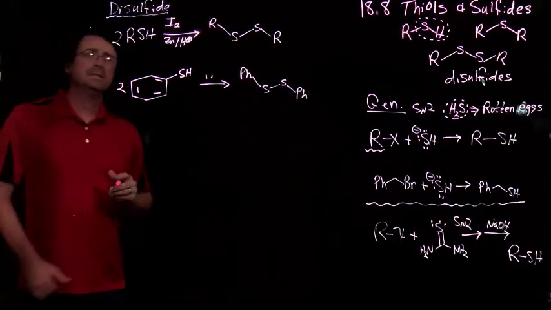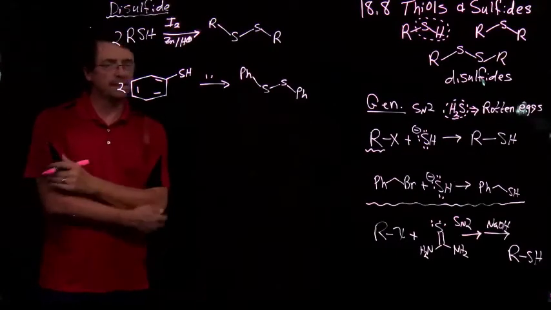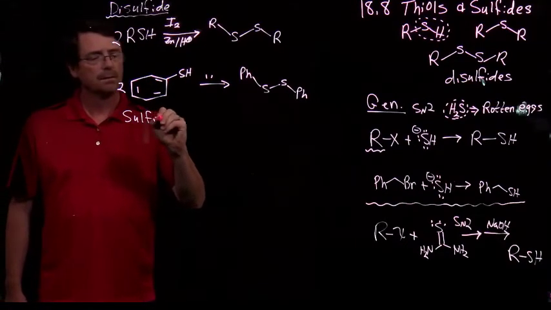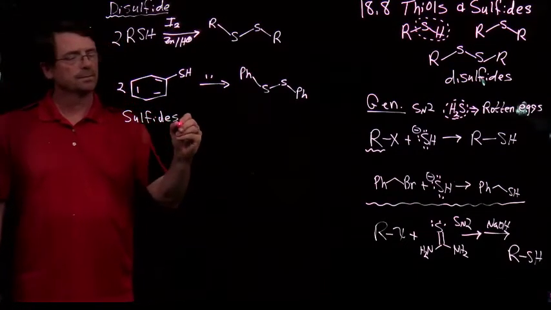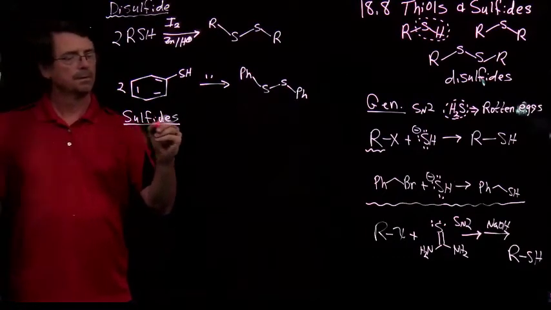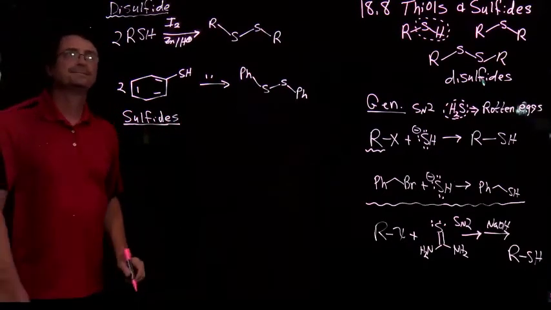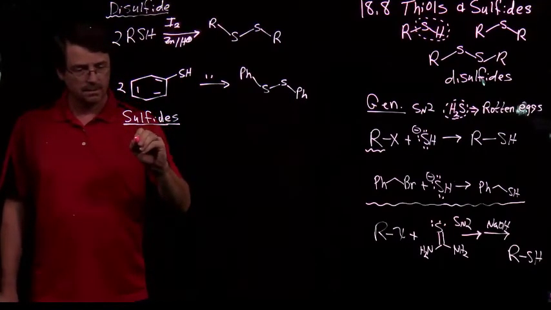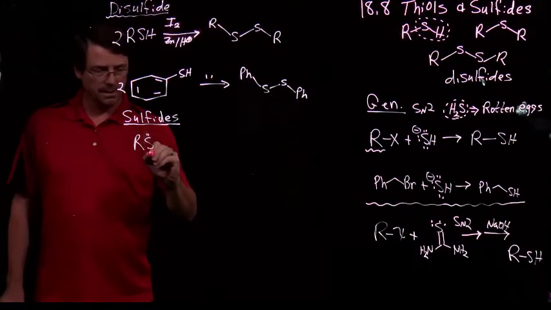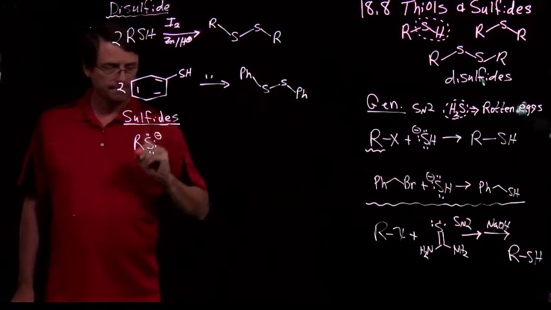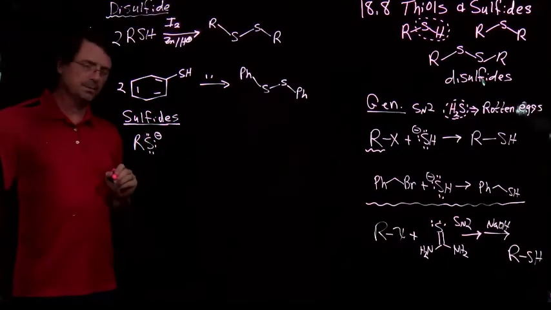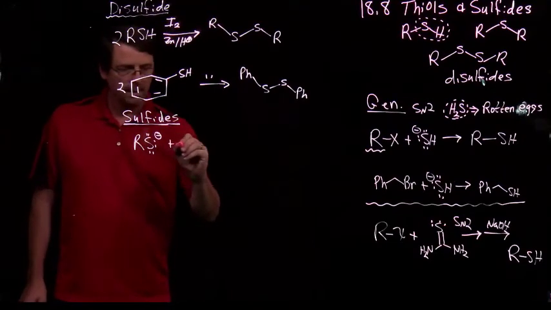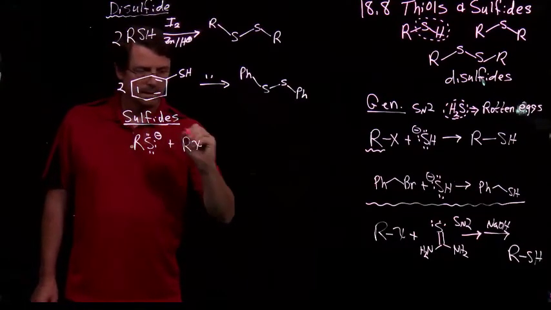Okay. All right, now let's move on and continue in this section with sulfides. Okay, so sulfides. Again, these are made in a very straightforward manner. We can take the sulfide anion. And then we could have made that by deprotonation or putting in a reactive metal like sodium or potassium. And we react that with an alkyl halide.